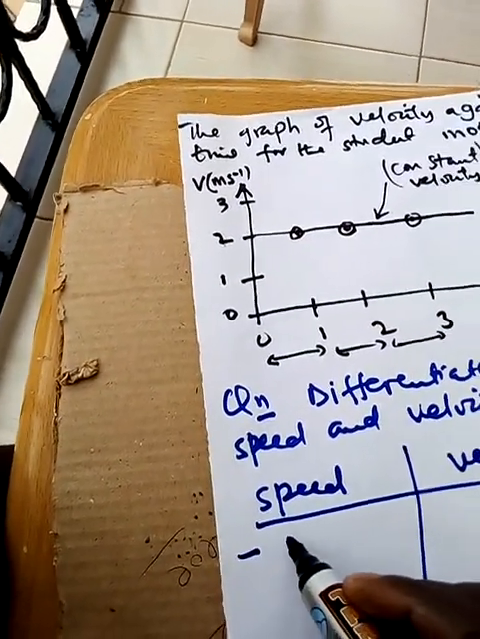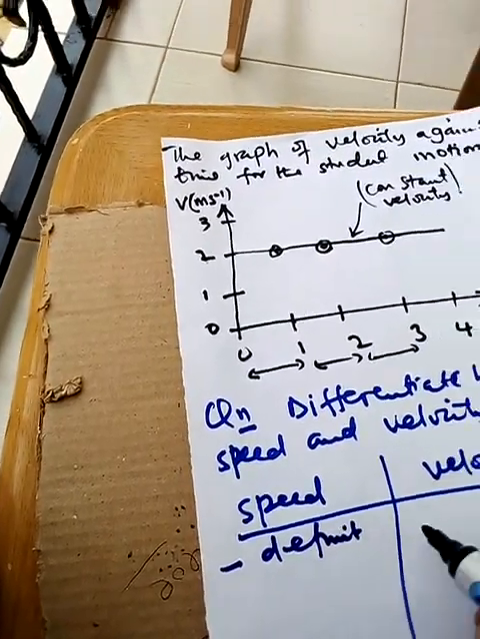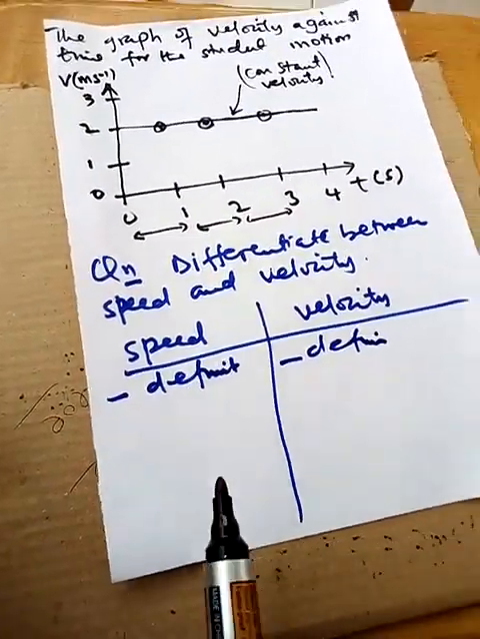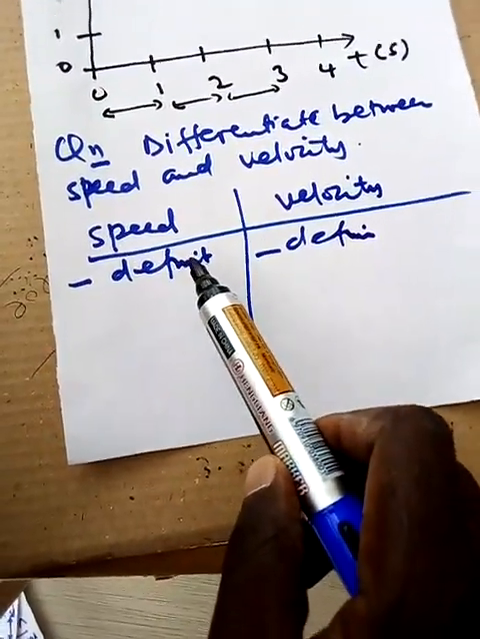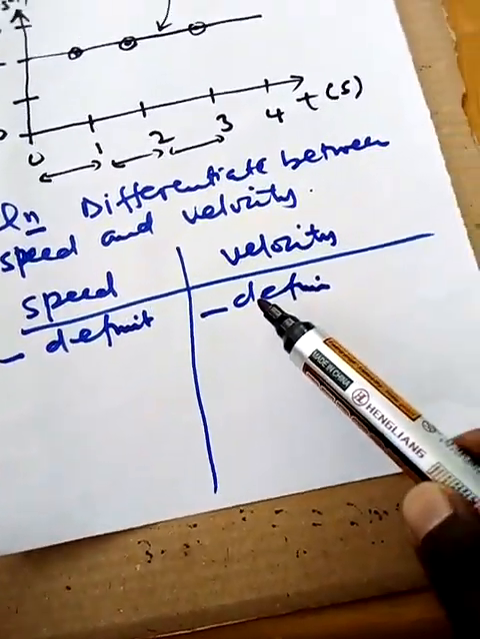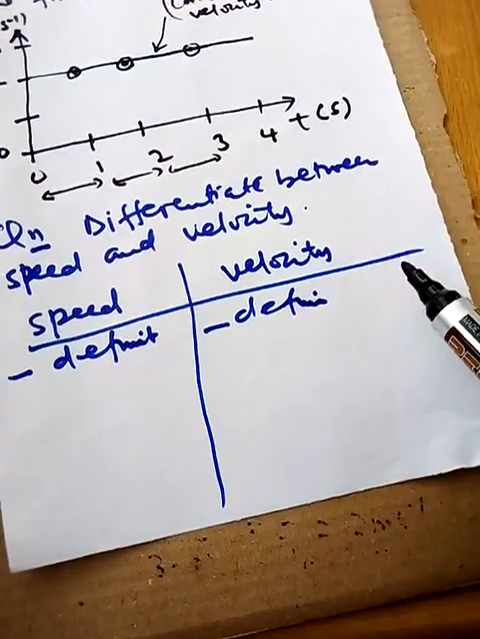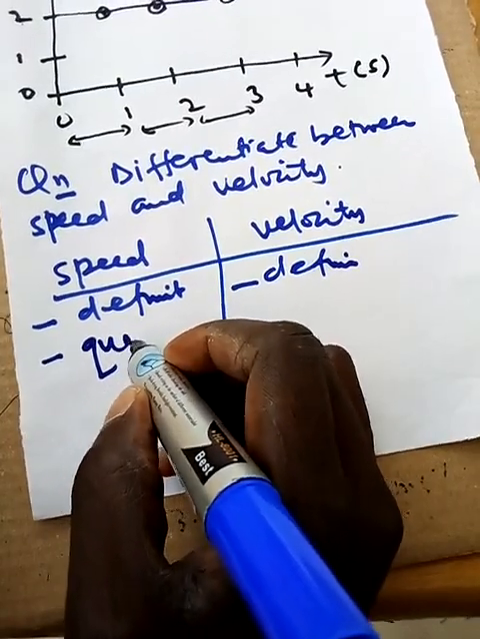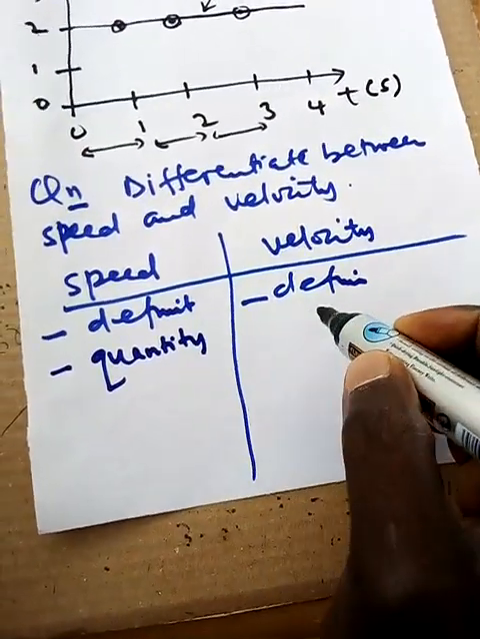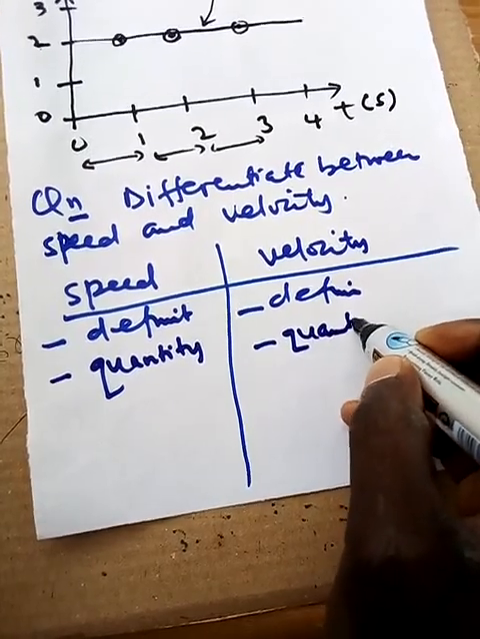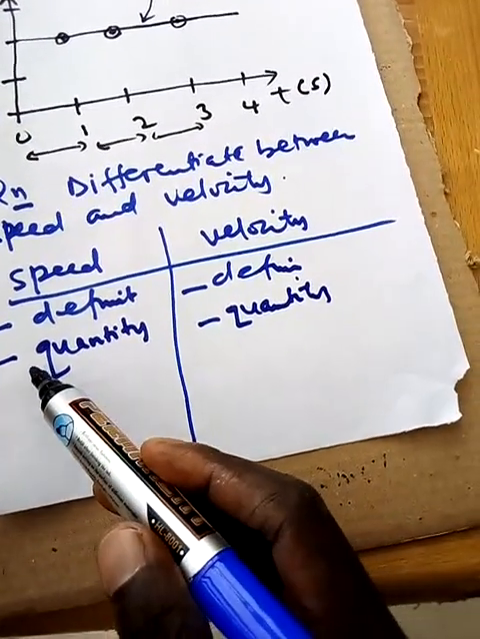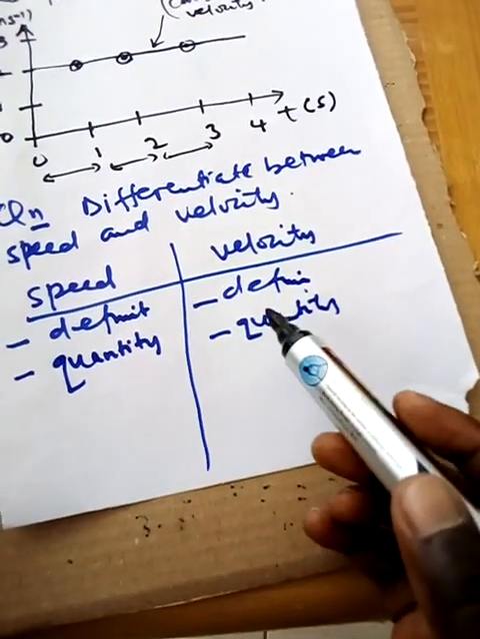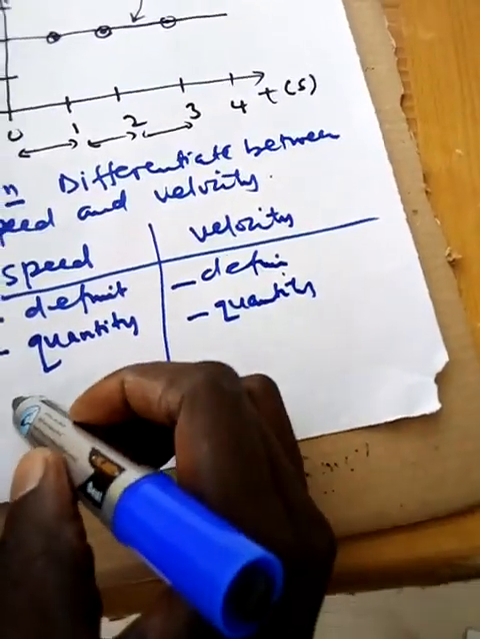You give the first difference in accordance to the definition. So how would we write this? We would say, for this case, that speed is a rate of change of distance. Then velocity is a rate of change of displacement. Then the next difference would be about the type of quantity under which they lie. So what would we say? We would say that speed is a scalar quantity, and then velocity is a vector quantity.